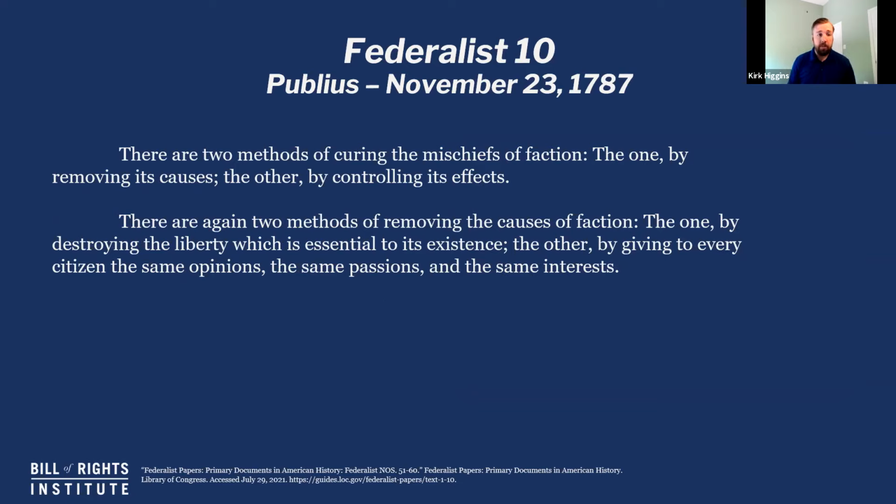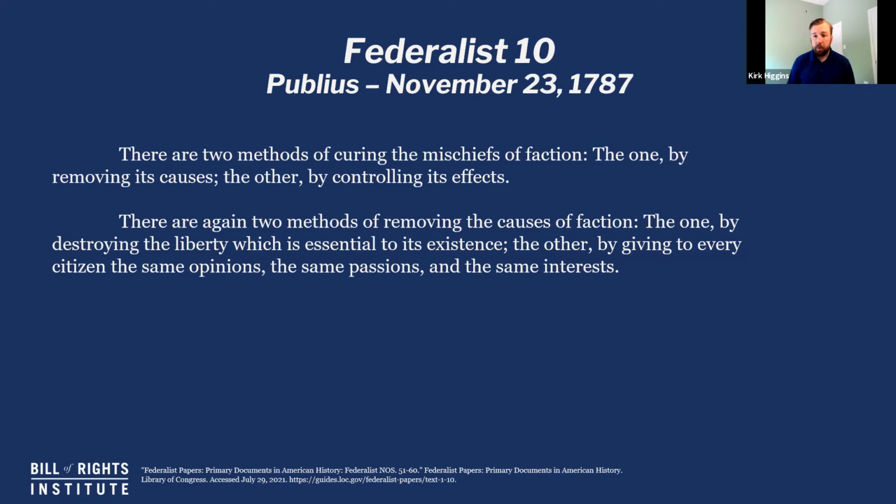He says there are two methods for curing the mischiefs of faction, the one by removing its causes, the other by controlling its effects. So you can get rid of what it is that causes factions, or you can control those factions because you're just not going to be able to get rid of them.